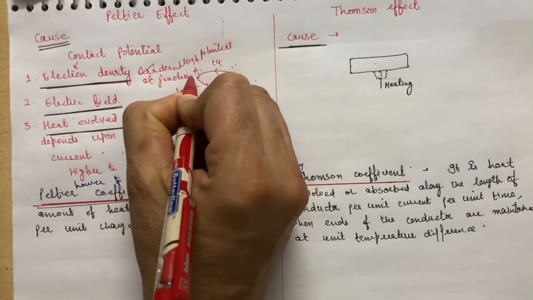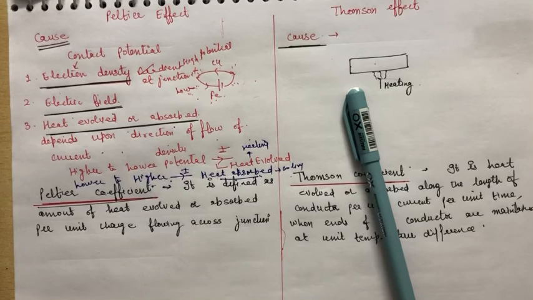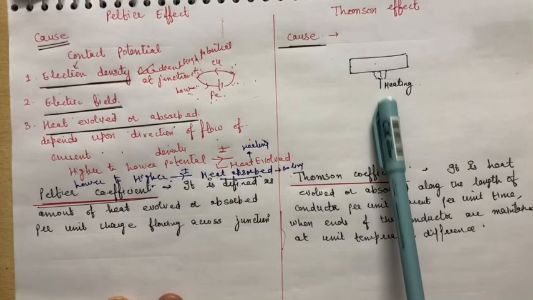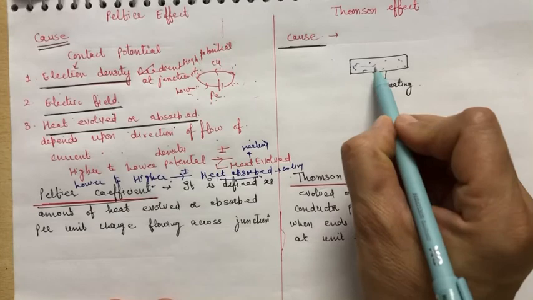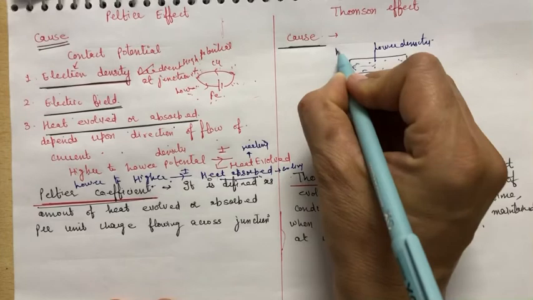Clear. Same in the case of the Thomson effect. Now in the Thomson effect we heat here; we are heating at the center. When we heat this, what will happen here? Due to heating, electrons will move towards this side. Here will be lower density, lower density. Here higher density, here higher density. Clear. Same way heat evolved and absorbed.